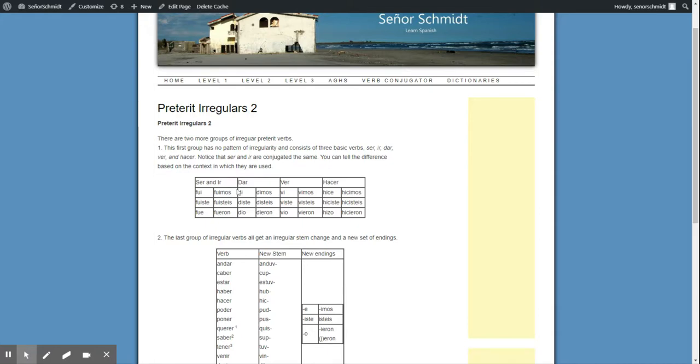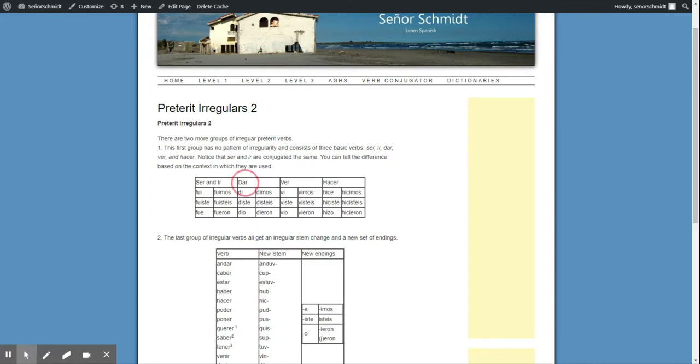These 5 verbs have their own strange form, and you just got to memorize those 5. So ser and ir, to be and to go, those are actually conjugated the exact same way in preterite tense. So you tell the difference by context. So yo fui is I was or I went.